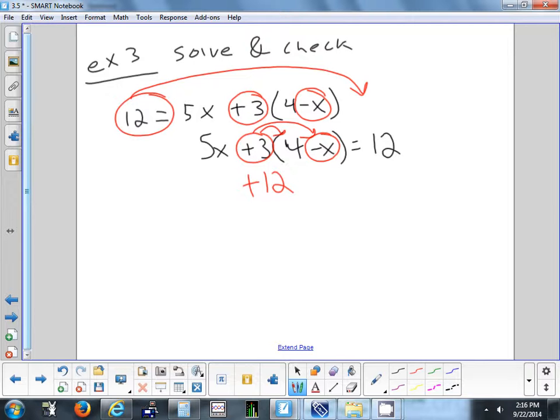Negative 3x. When I was walking around, Dominic made a good point. He goes, Mr. Roy, I can just put a 1 there if I want. I said, yeah, absolutely, man. You're fine. You can do that. All right. Then I'm going to bring everything else down.